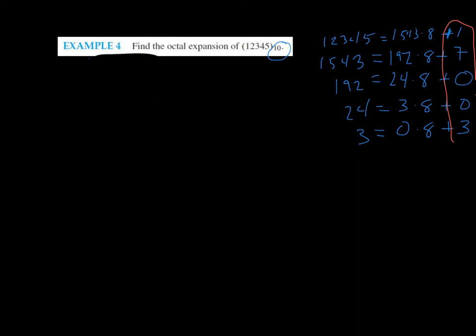So now to find out what the expansion is. We have 12,345 base 10 is equal to... remember I said you have to read it from right to left, or since I wrote them vertically, I read them from bottom to top. You always read it bottom to top. So the first digit is a 3, and then a 0, a 0, a 7, and a 1, base 8. So 12,345 base 10 is equal to 30071 base 8.